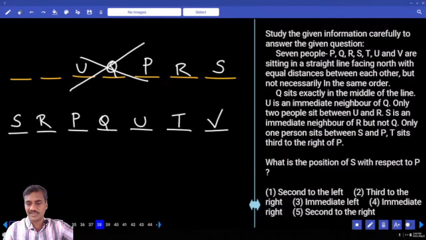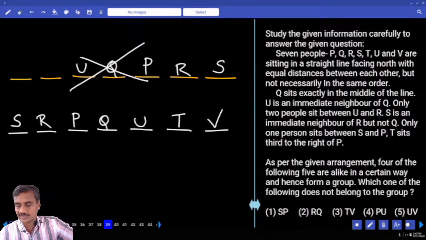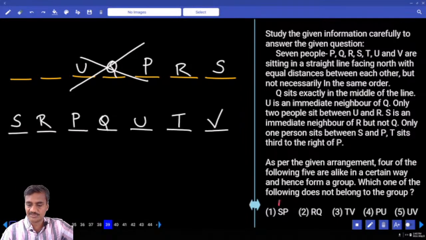What is the position of S with respect to P? Now S with respect to P is second to the left. Choice 1, 38. As per the given arrangement, 4 out of the following. S and P, there is one person between these two. R and Q, there is one person. T and V, they are adjacent.